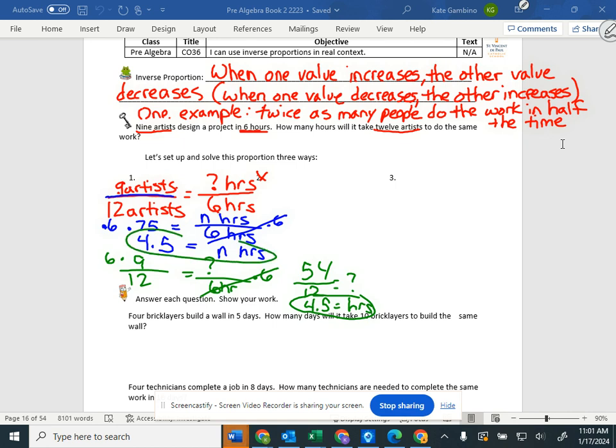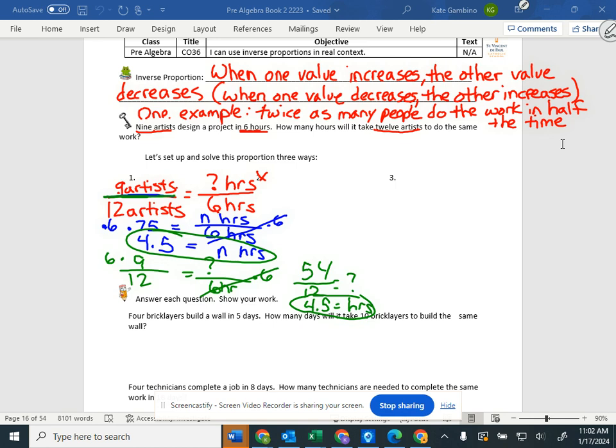Same answer. So you could divide by the 12 first and then multiply by the 6 because we're doing opposite operations with that 6. Or you could multiply by the 6 first and then divide by 12. Either way, you have to do both steps. We know this fraction bar means we're dividing, and we know that the 6 hours was over here, so we needed to multiply by 6 to get the hours by itself. So it's just working out those multi-step equations. Does that make sense? Either way you do it, you get the same answer.